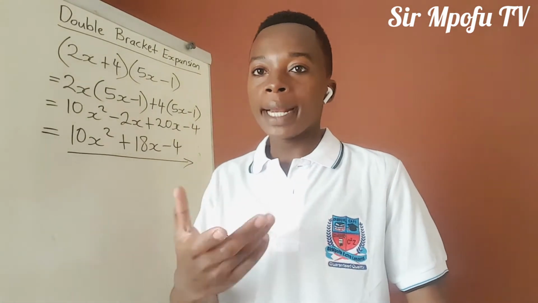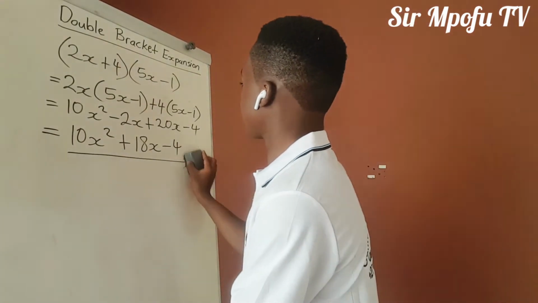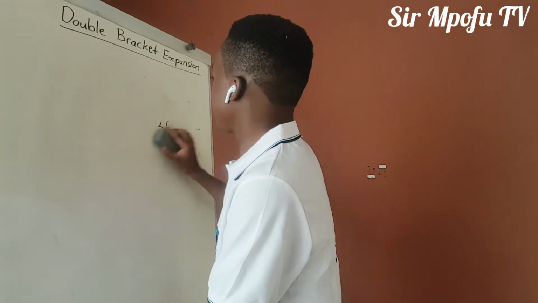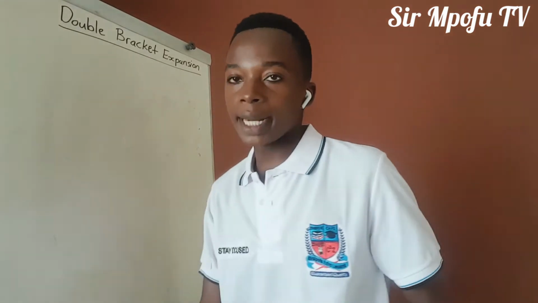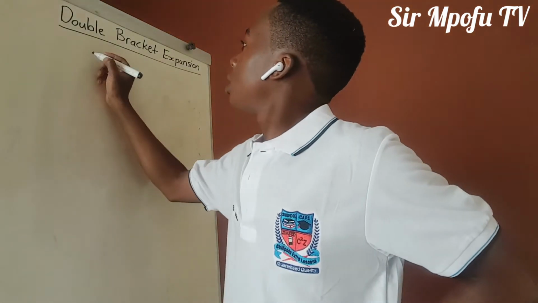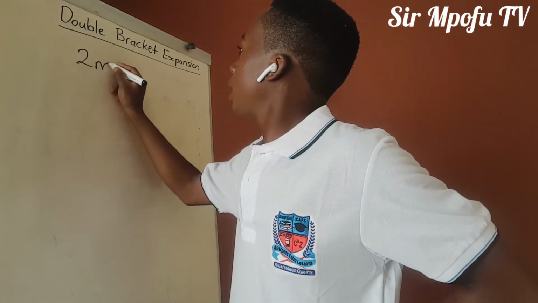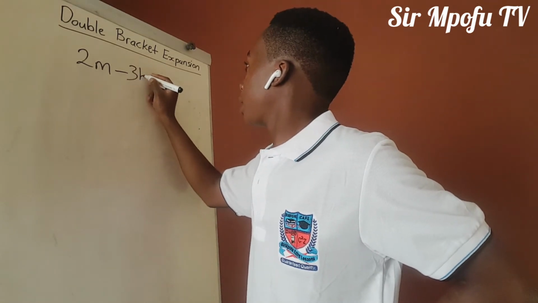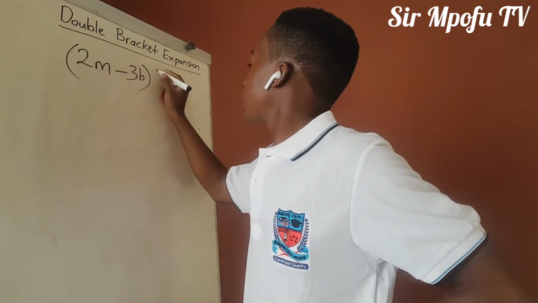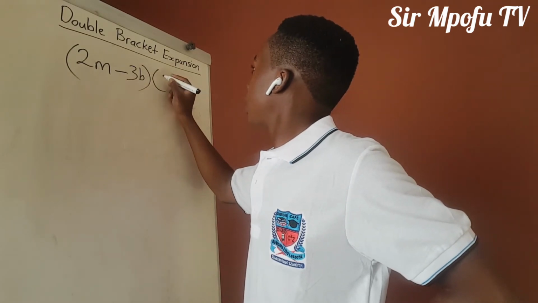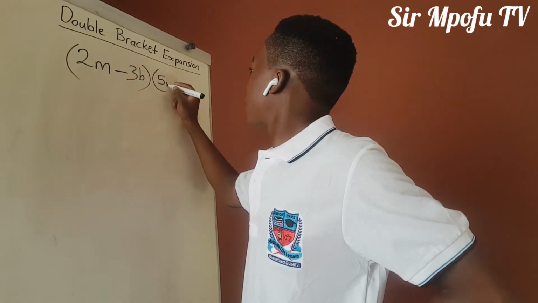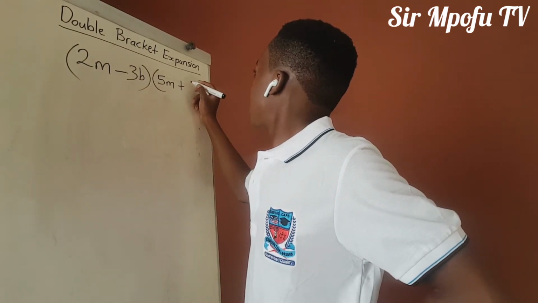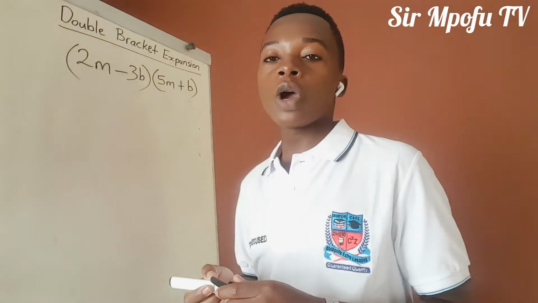Right, let us do a last example. Let me erase this one first. I want us to do one that will have a negative sign for you to completely understand. Let's say you have (2m - 3b)(5m + b), like this. How are you going to solve this?